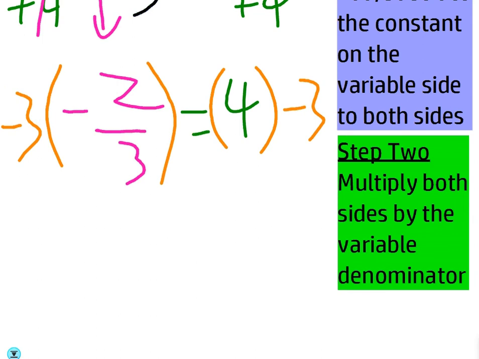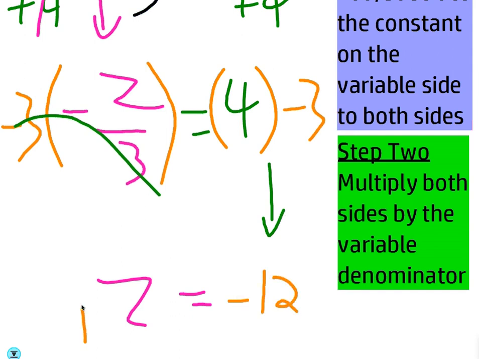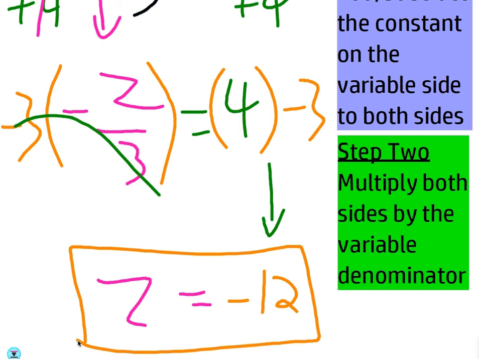Like that. It gets rid of that as well. Here, gets rid of that like that. Okay. So we get z equals, what does the right-hand side become? -12. That's it. All right.